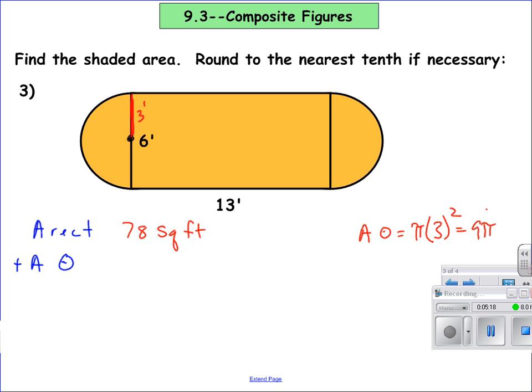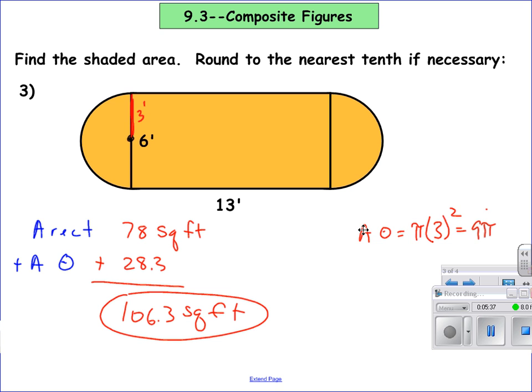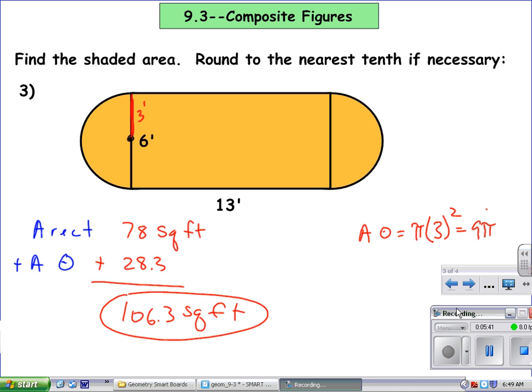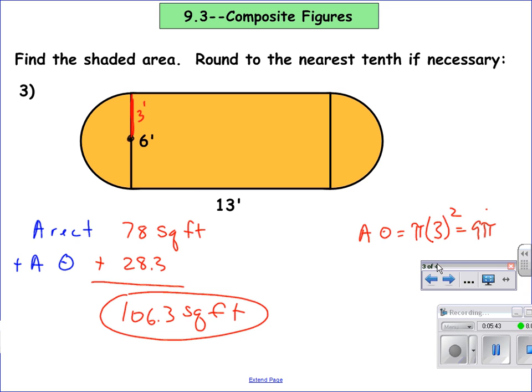Okay, and as a decimal, so I'm adding now. I got 28.3. Add together, and I get 106.3 square feet. No problem, huh? All right, let's do one more just for good measure, and that'll be it for our composite figures.